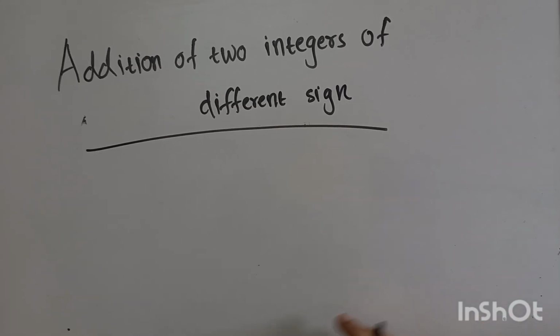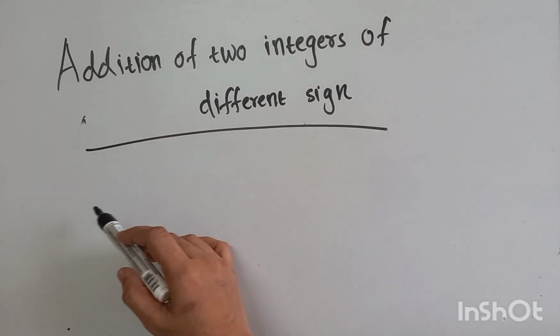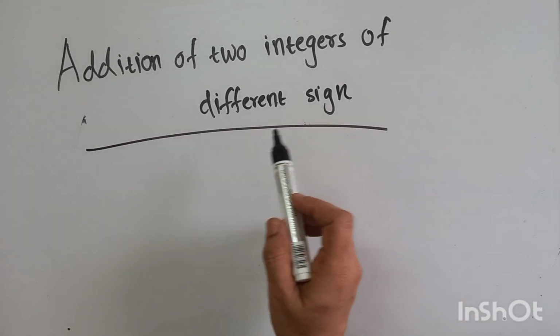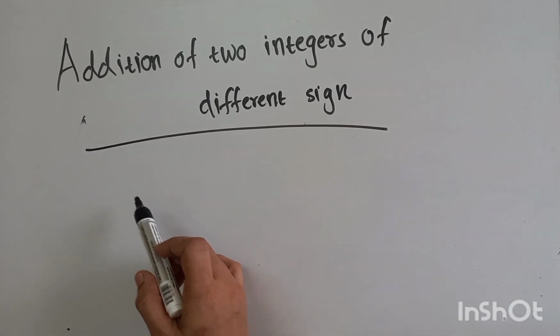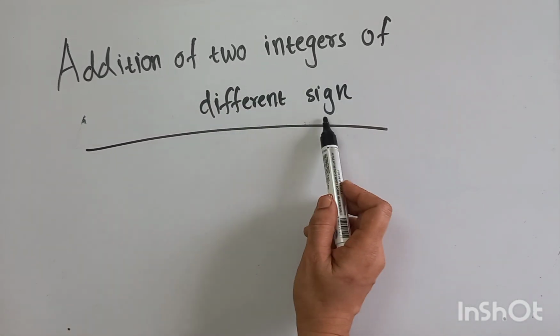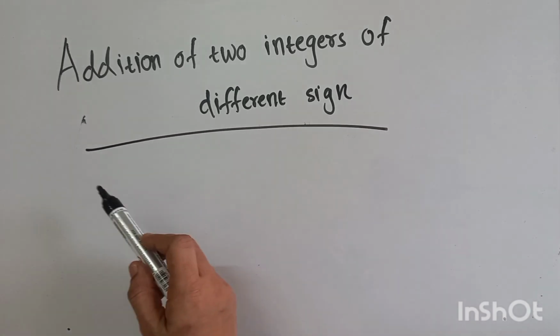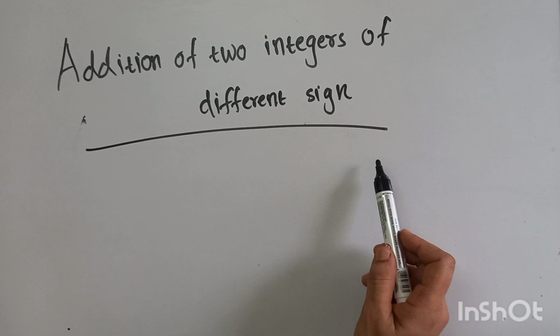Hi everyone. Today I will continue the addition of integers. We have studied the addition of two integers of the same sign in the previous class. Now we will study the addition of two integers of different sign. That means if you are adding a positive integer and a negative integer, how do you do it?